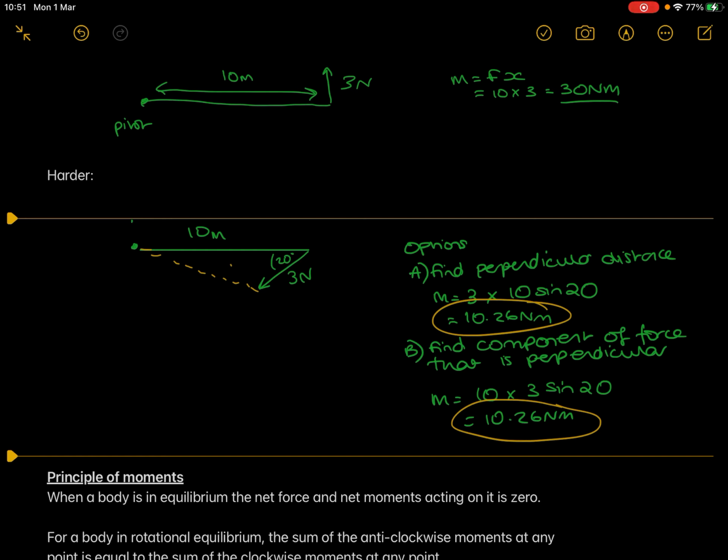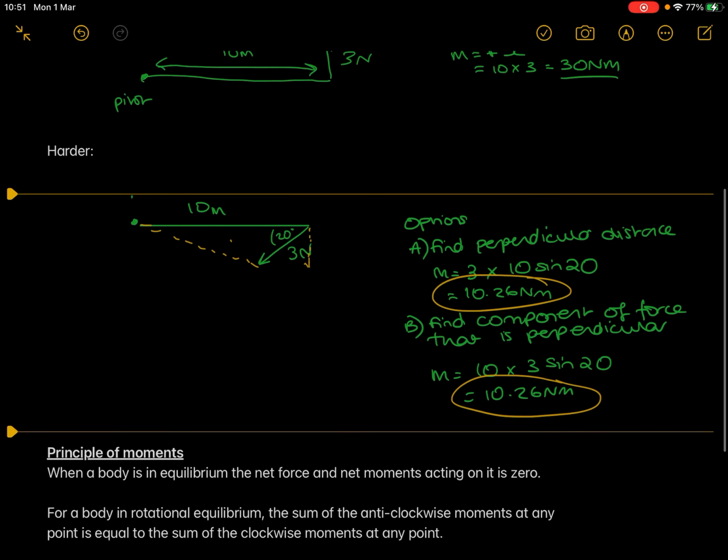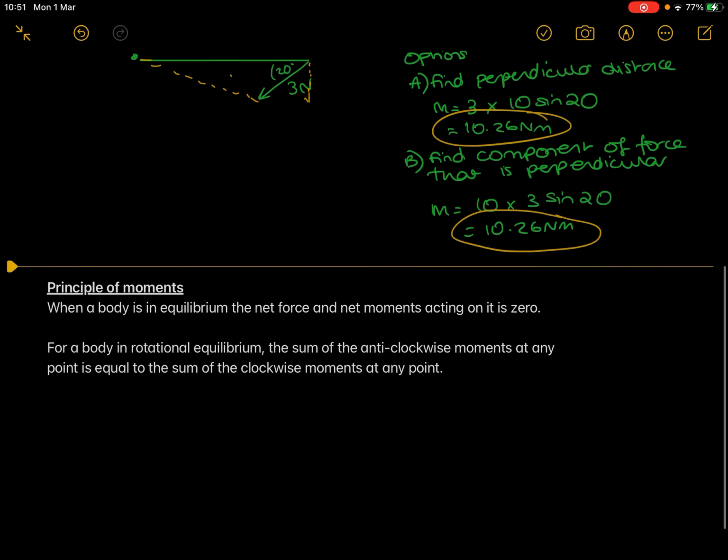Now, don't ask me why, but I always prefer B, which is the other option of finding the component of the force that is perpendicular. So I will find 3 sin 20, which is the component of the force that goes like that. Don't know why that's not drawing, but it's meant to be doing the other side of the arrow. And then times that by the distance. Both of them give you the same answer, so it's really not an issue at all.